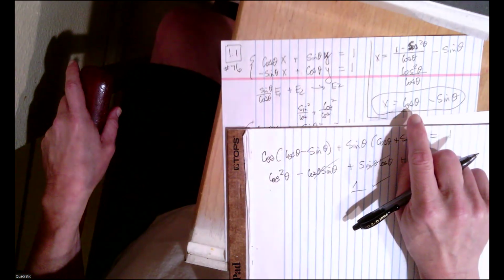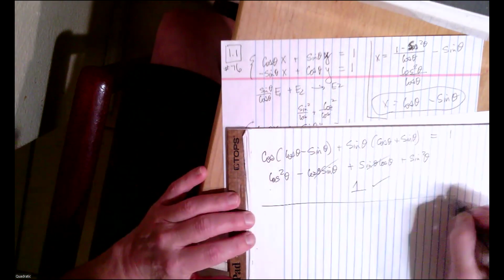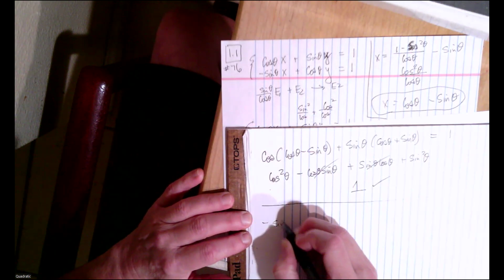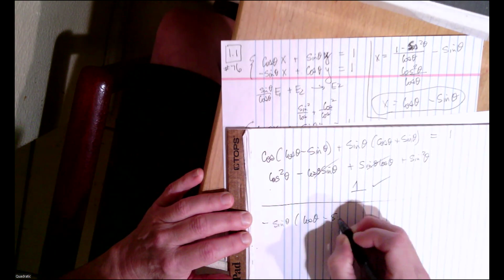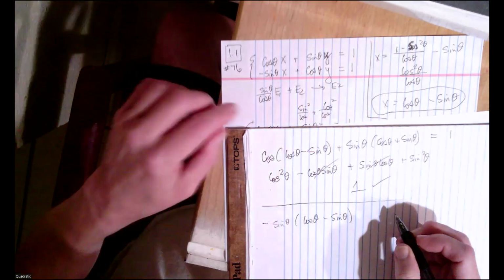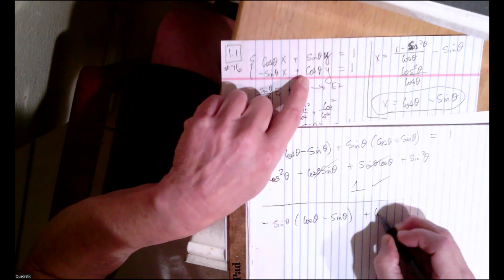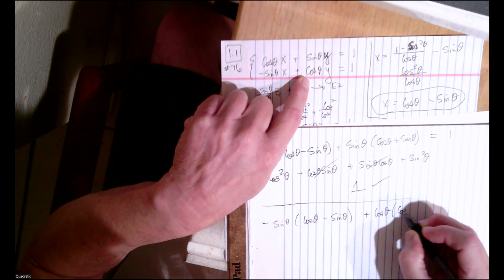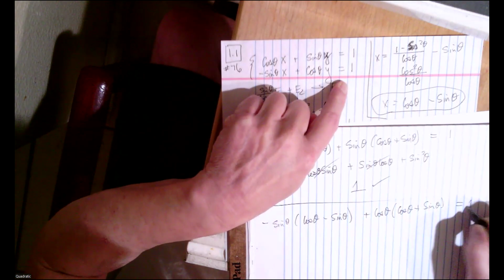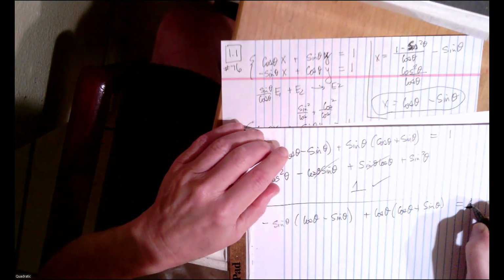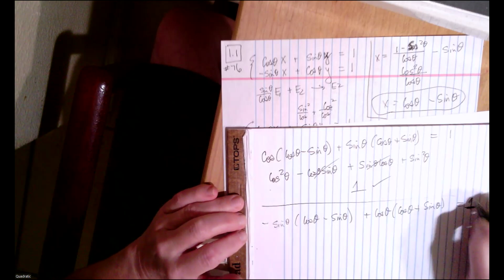Now let's look at the next equation. Negative sine theta times x, which is cosine theta minus sine theta, plus cosine theta times y, which is cosine theta plus sine theta. Supposed to equal 1. Let's see if that actually happens here.